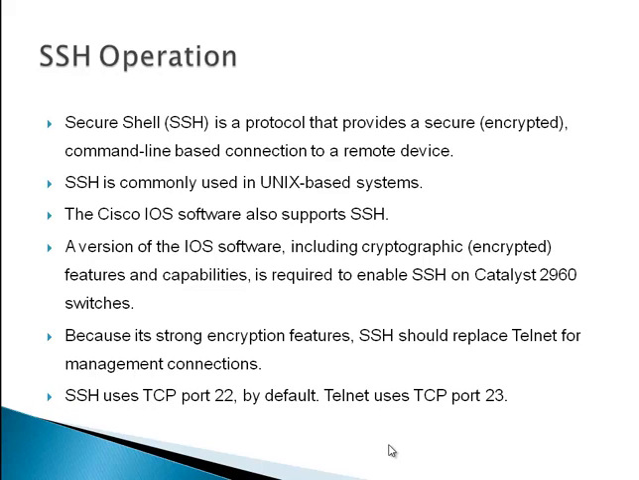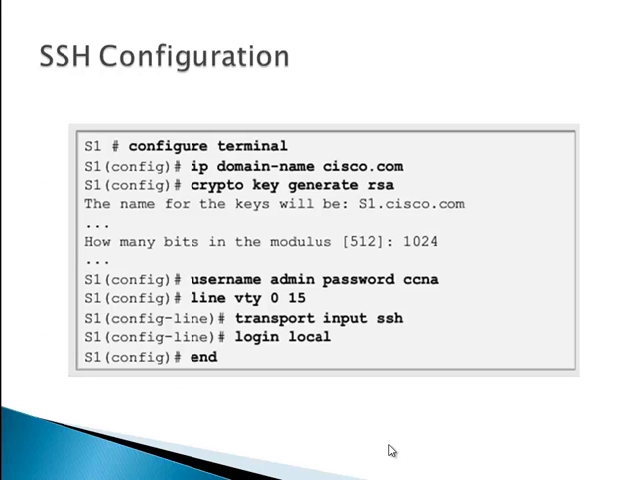SSH, you have to remember, is a reliable protocol, which uses TCP port 22 by default. And telnet is a reliable protocol as well, it uses TCP port 23. To configure SSH, we have to go to global configuration mode, create a domain name, generate a key, give a username, and then go to the VTY and do transport input SSH. Okay, we're going to configure one slowly.